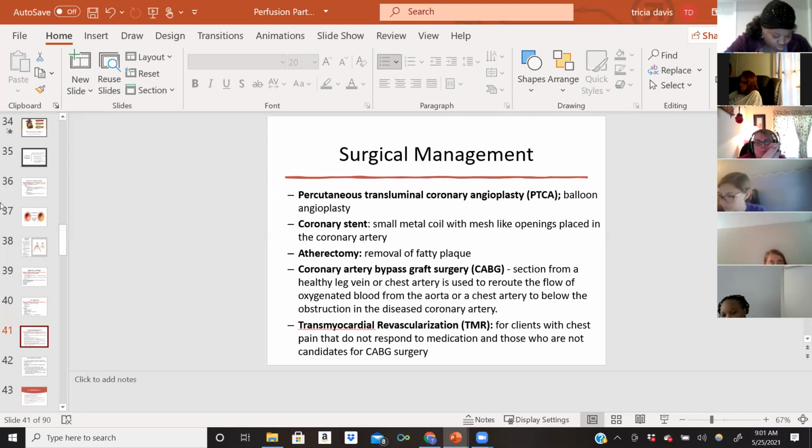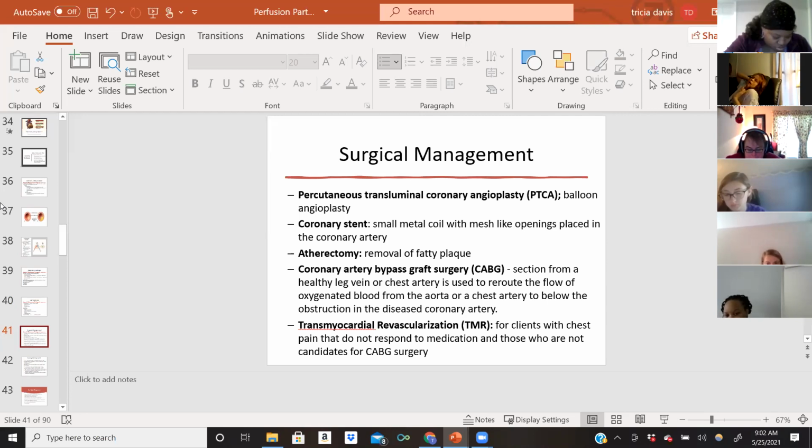Sometimes our patients are going to require surgical management because of that occlusion, depending on how much of an occlusion they have. So we can see a percutaneous transluminal coronary angioplasty, PTCA. This is where they go in and they put a balloon and they open everything up, and that promotes good blood flow through, getting to the body, to the heart. We can put in that coronary stent, which is a small metal coil that has mesh on it. They place that in the coronary artery, and that good blood flow can get through again.